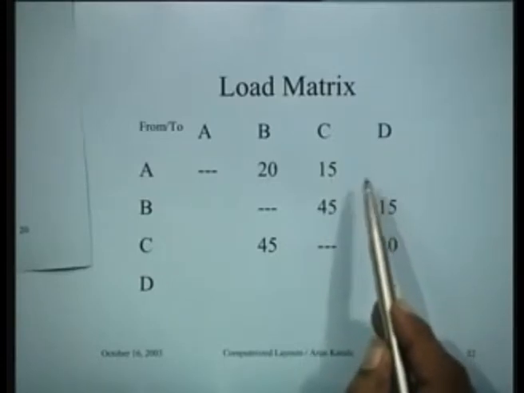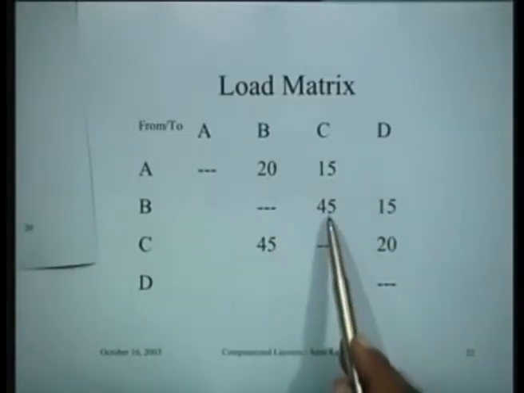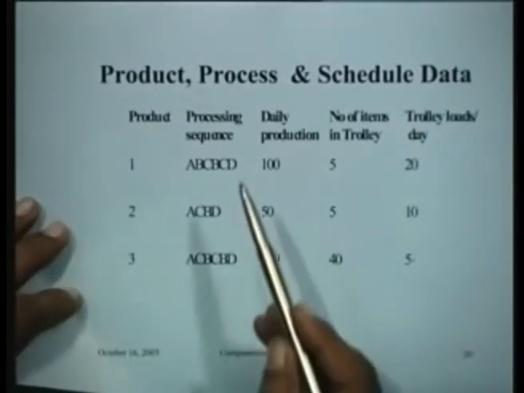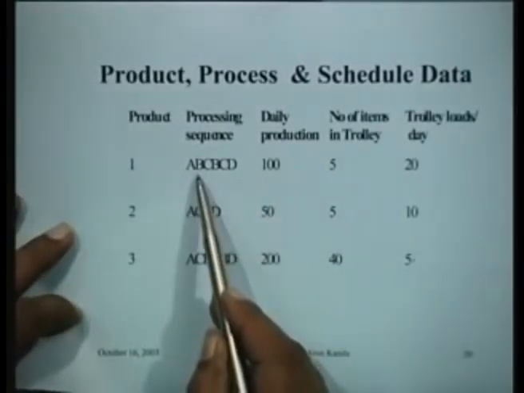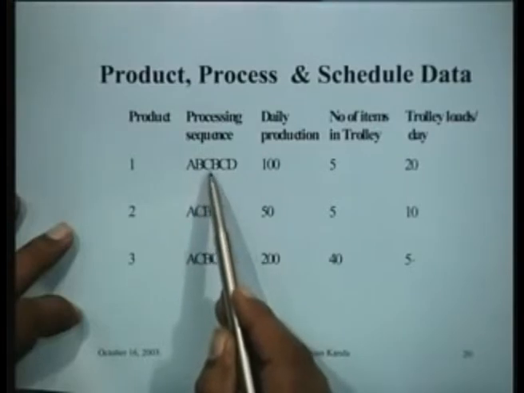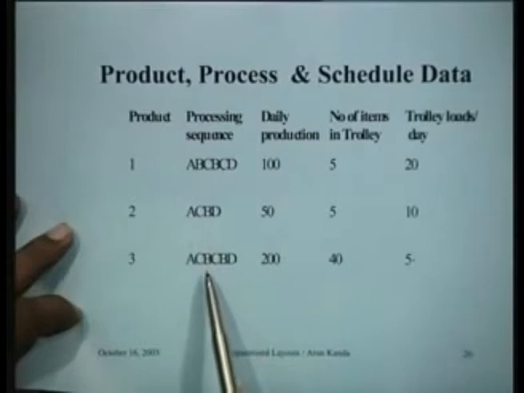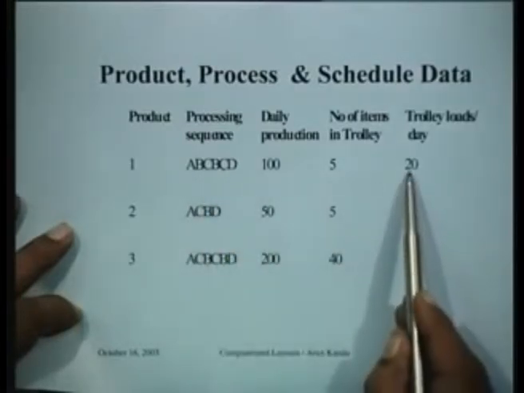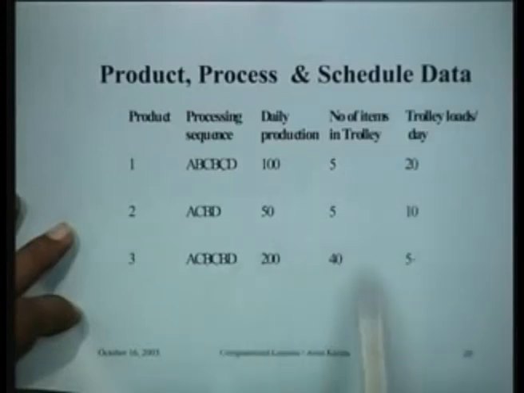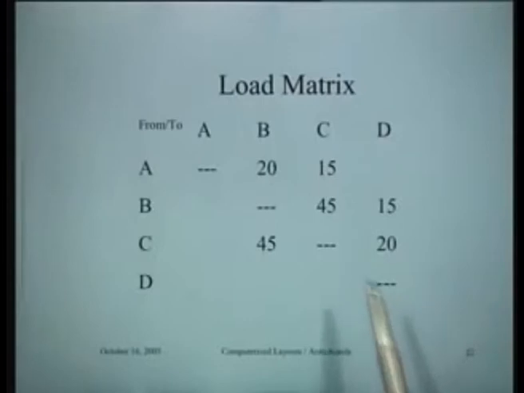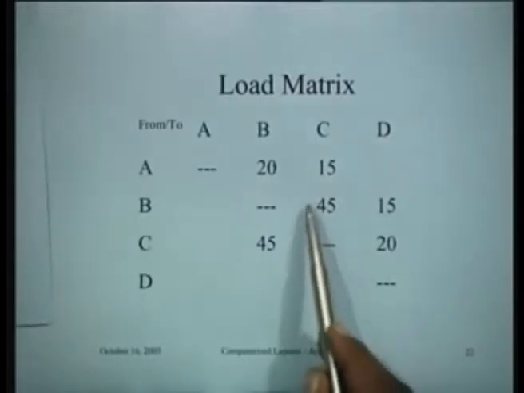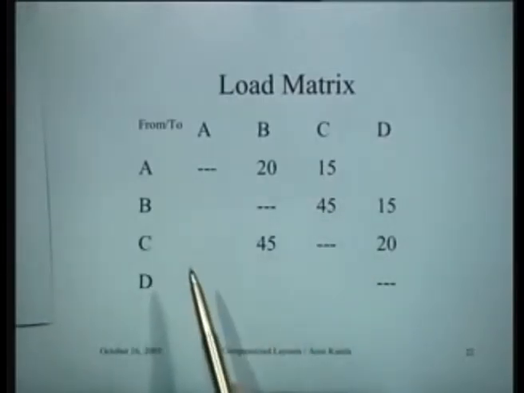There is no movement from A to D, but you have, for instance, movement from B to C. Look at the movement from B to C. There is a movement from B to C here, and there is another movement from B to C here, and there is another movement from B to C here. So it's going to be 20 plus 20, 40, 40 plus 5 is 45. 45 trolley loads are going to be moving from B to C. That's what you're going to see in the plant.